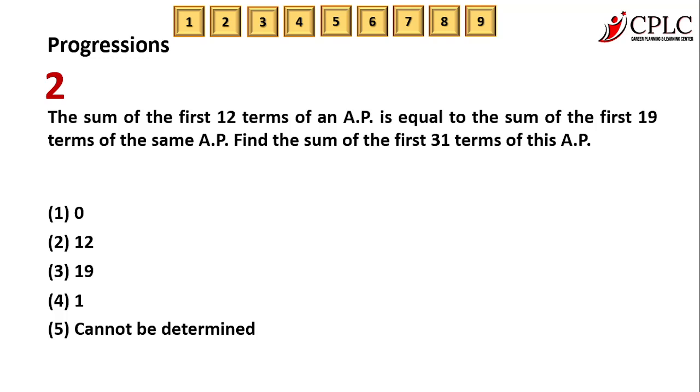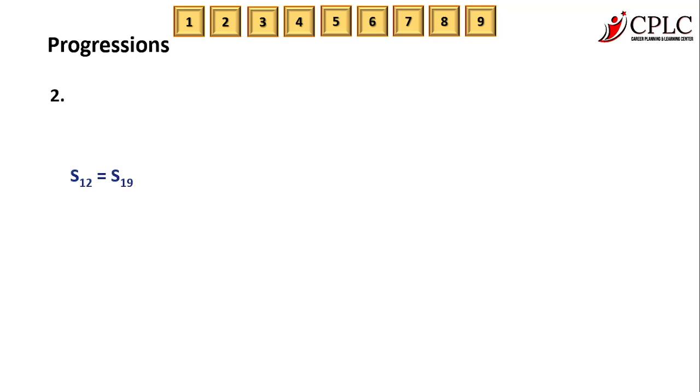So how do we do this? Very simply, what it says is that the sum of first 12 terms is equal to the sum of first 19 terms. So let's start solving again. S12 is equal to S19. Substitute the values. The formula of Sn for an AP you should know by now: n by 2, 2A plus n minus 1 into D. So this becomes 12 by 2, which is 6, 2a plus 11d, 12 minus 1. And this becomes 19 by 2, 2a plus 18d.